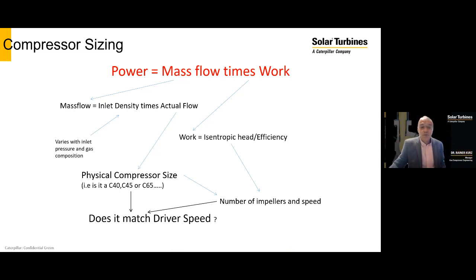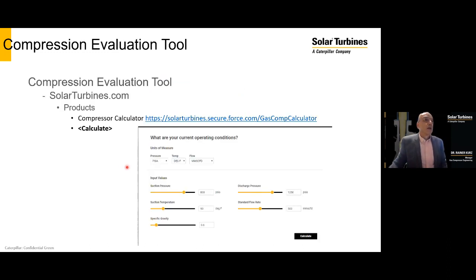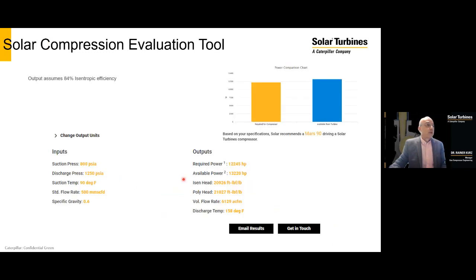And actually, Solar provides a sizing tool that's online that allows you to very quickly get from pressures, temperatures, gas composition, and standard flows to things like isentropic or polytropic head and actual flow. This just shows an example. Here you have the pressures and the standard flow and the gas and suction temperature. The program very fast tells you the isentropic or polytropic head and the volumetric flow rate.